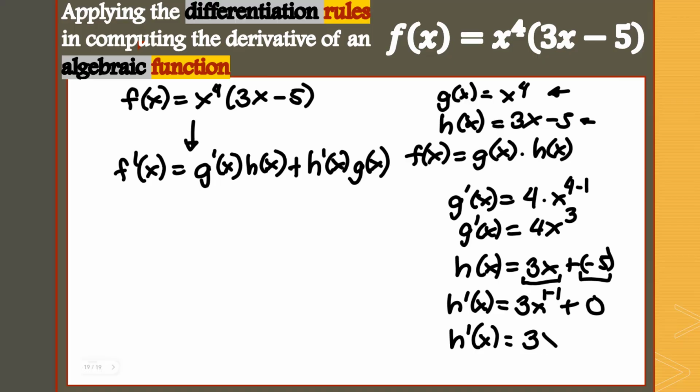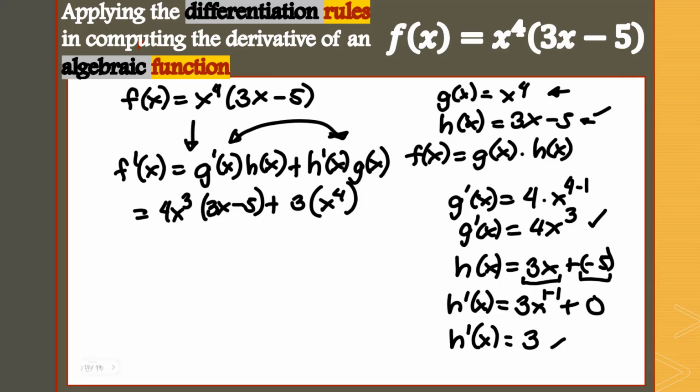Now that everything is complete, to give our final answer for the derivative of our given function, we simply plug in here the details. For your identified g prime of x, you have this one here, 4x cubed times your original h of x, which is 3x minus 5, plus your derivative of h of x, which is 3, times your g of x, which is x to the power of 4. As mentioned, you can rewrite this alternately and even assign different letters for your functions, but in this case we are using g and h, then you can of course have different forms of this sum of both products.